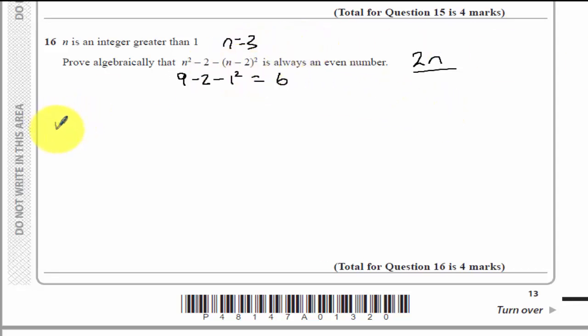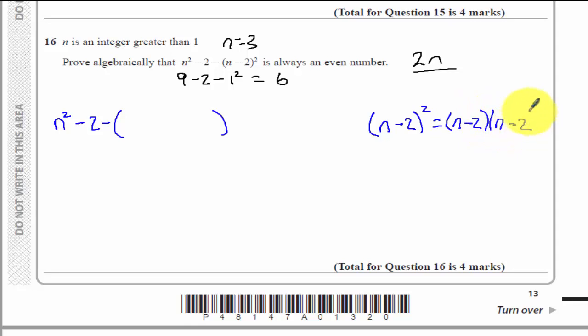I'm going to start by expanding this bracket here, the (n minus 2) squared. So I'm going to have n squared minus 2 minus, I'm just going to keep the bracket there. I'm going to expand the (n minus 2) squared, which don't forget means 2 of the brackets multiplied together. It's not n squared minus 4. So if I expand the two brackets, I get n squared minus 2n minus 2n plus 4. Be careful with the minus 2 times minus 2. And if I tidy it up, I've got n squared minus 4n plus 4.